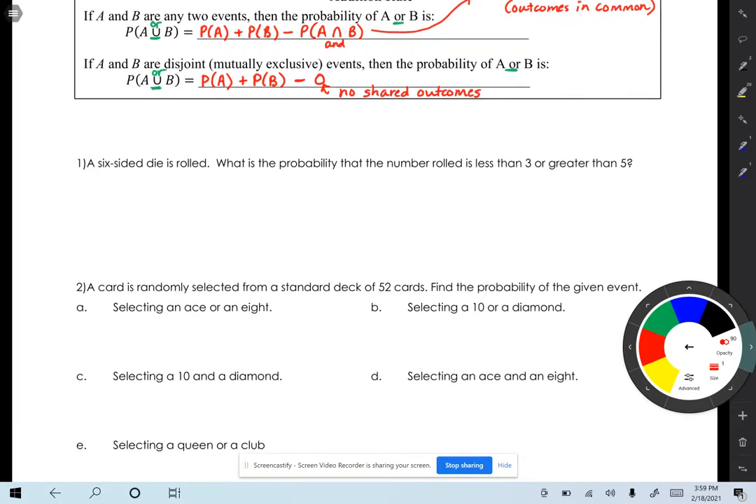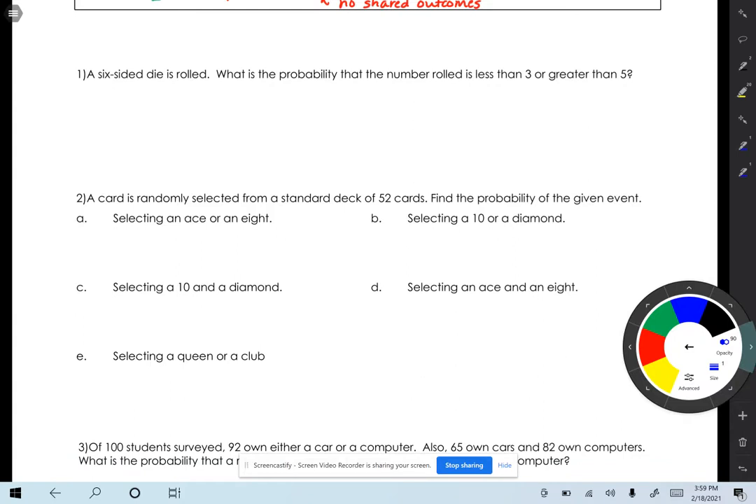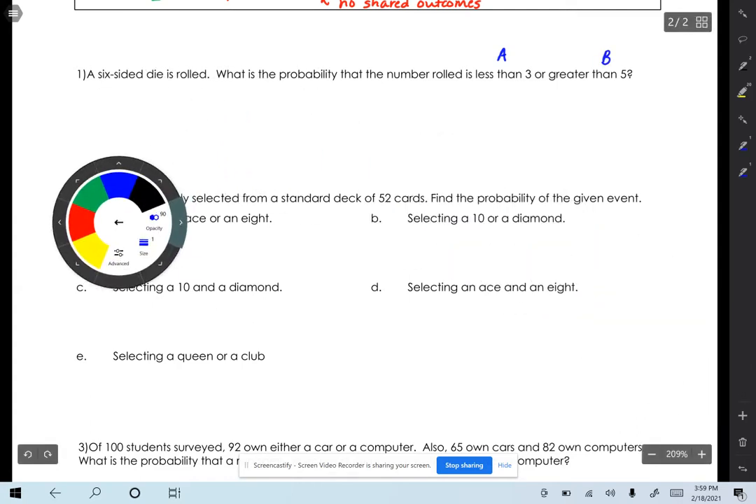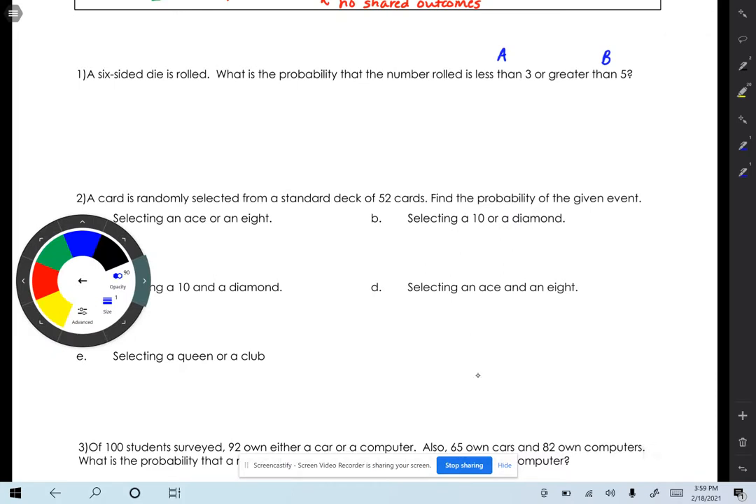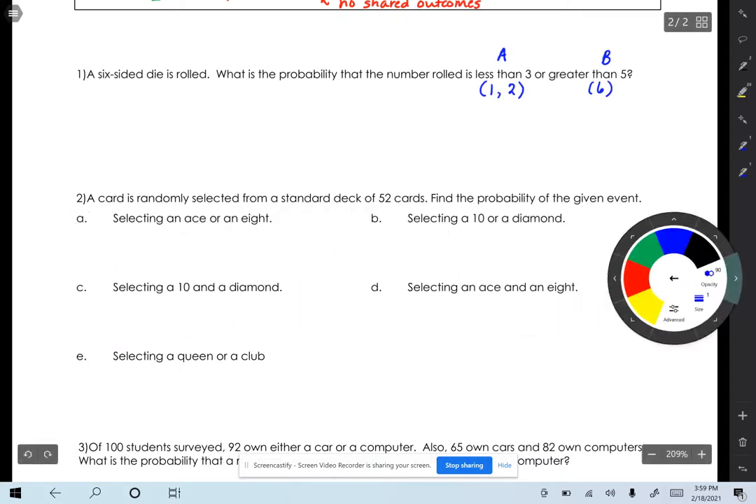First one, a six-sided die is rolled. What is the probability that the number rolled is less than 3? So we can call the number rolled less than 3 as event A, and event B can be or greater than 5. So if it's going to be a number less than 3, then it can only be 1 or 2 because it's a six-sided die. If it's greater than 5, the number is going to be 6. So notice they have nothing in common. Those are three distinct numbers. So no outcomes in common.